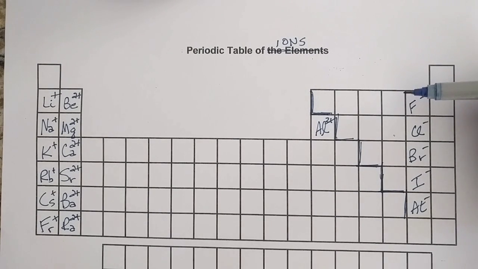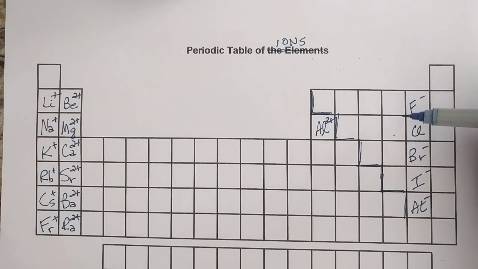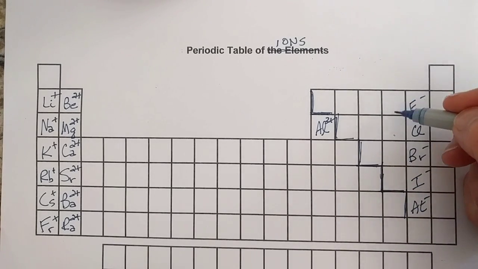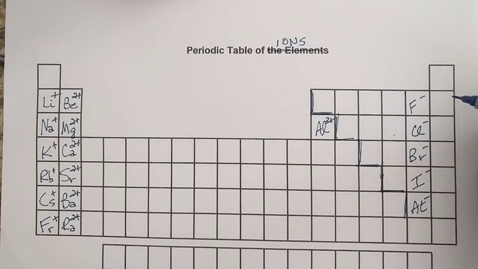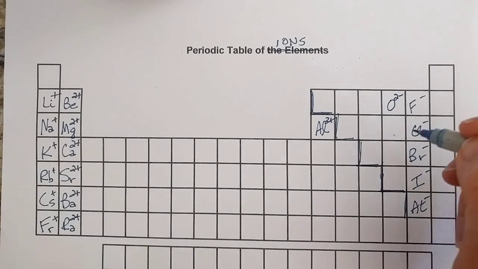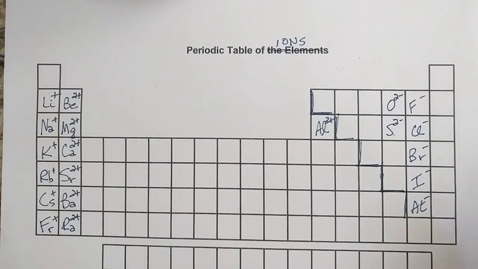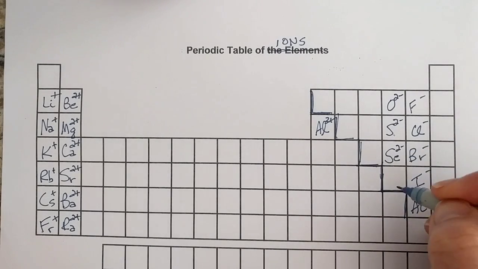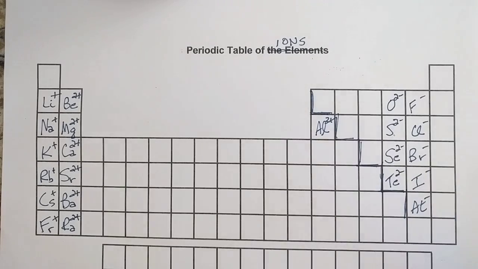All right, so we are now doing our non-metals that become anions. So for group 16, we're going to go up to the staircase. We're just going to do our non-metals, not the metals at this point in time. So all of these non-metals have 6 valence electrons. They gain 2 to become like the electron configuration of a noble gas. So we have O2- oxide, S2- sulfide, Se2- selenide, and Te2- telluride.